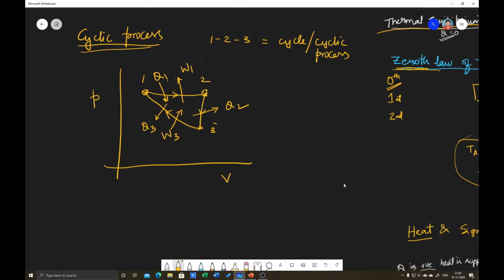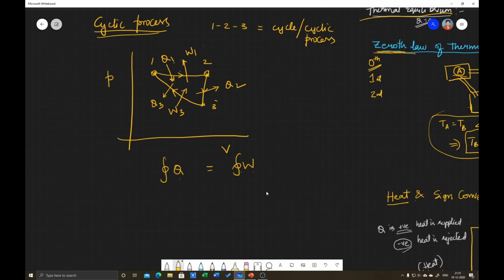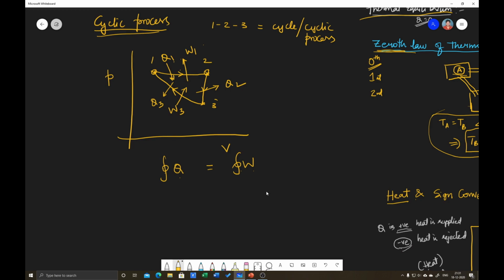So the first law states that heat and work are mutually convertible, and also these two are equal. So here comes the cyclic integral of Q and cyclic integral of work, which means we have to sum all the heat inputs and outputs of this whole cycle, and also work inputs and outputs of the whole cycle. Then you can say that they are the same.